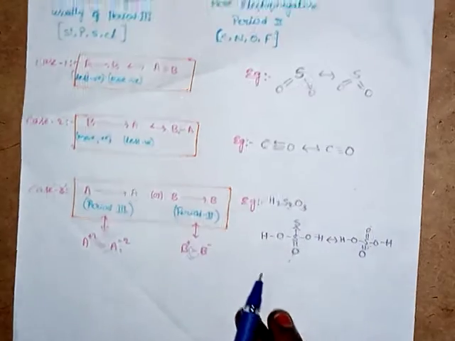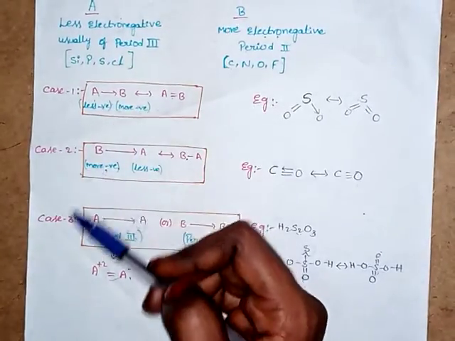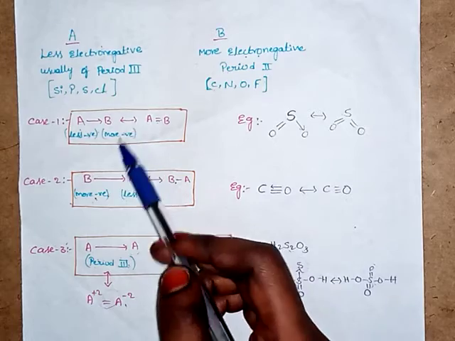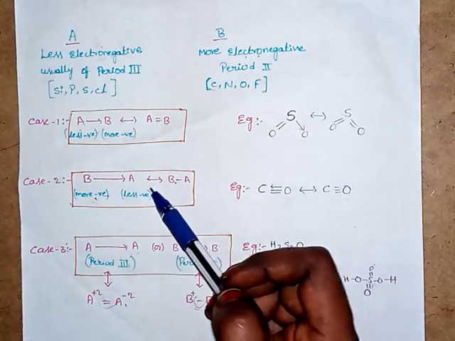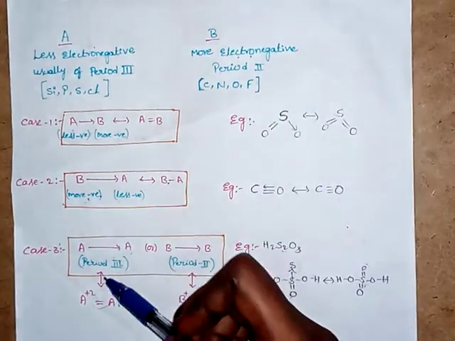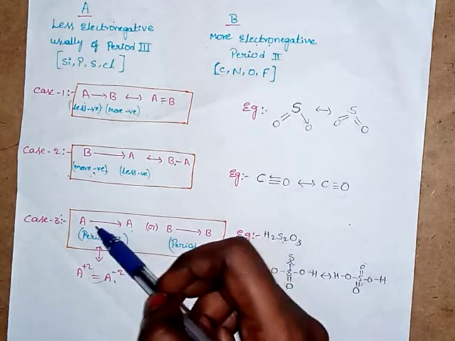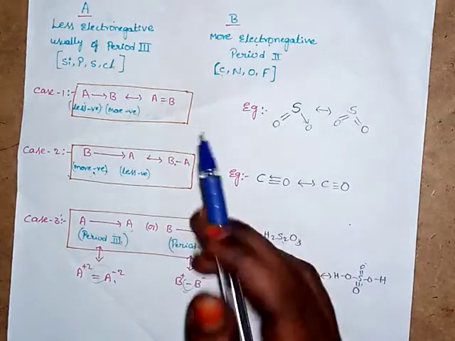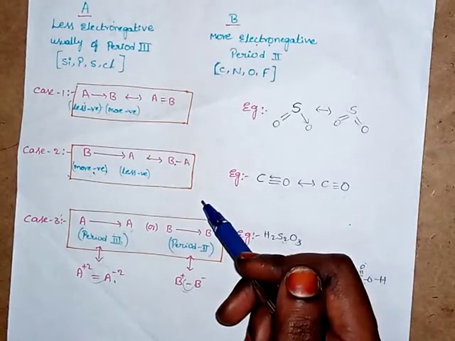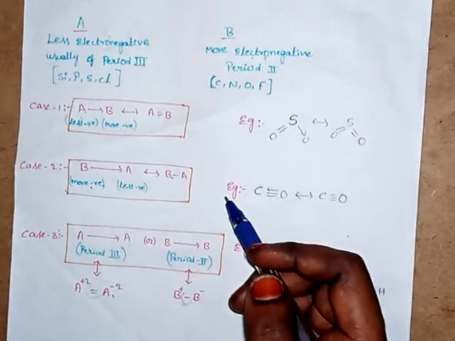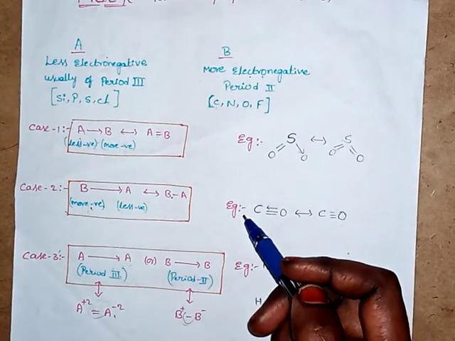So this is the trick. Case 1: less electronegative to more electronegative. Case 2: more electronegative to less electronegative. Under case 3, the same atoms transfer the electrons. This is a very little trick to analyze how the coordinate bond will form. Clear?